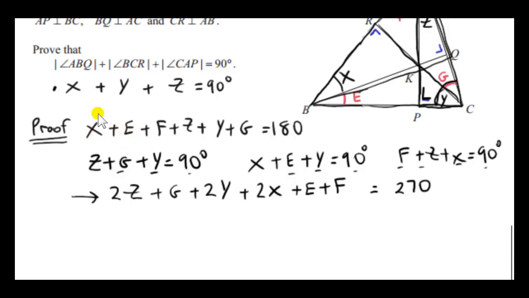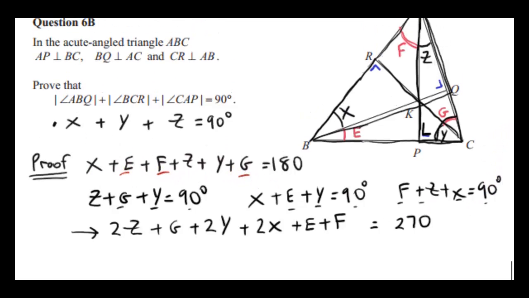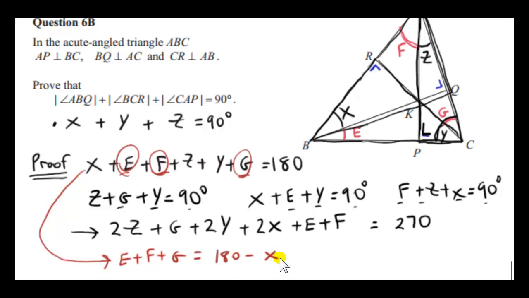Now we are not interested in the red angles, E, F and G. Okay, they're the red angles in the diagram. We're interested in the sum of X, Y and Z. So if we can get rid of these things, we hopefully can prove our result, X plus Y plus Z equals 90. So what we could do is take this equation here and rearrange it. So E plus F plus G is on the left hand side and everything else is on the right hand side. So we subtract X, we subtract Z and we subtract Y from the right hand side, from 180.